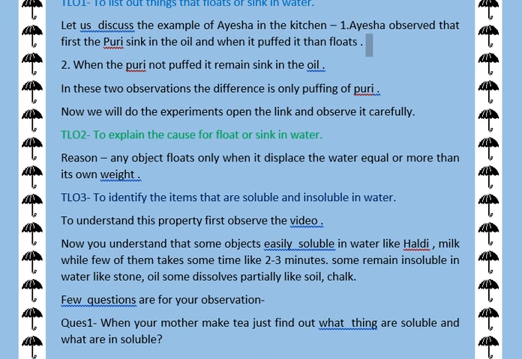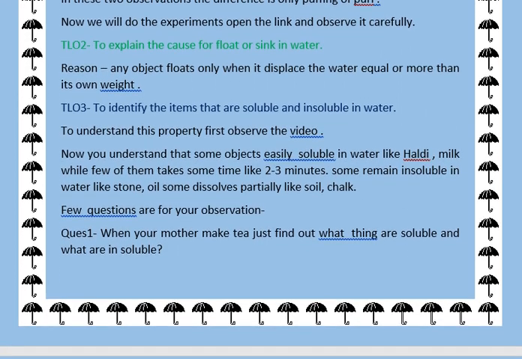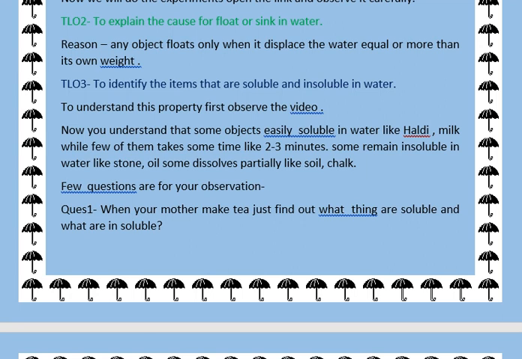In the second learning outcome, to explain the cause of float or sink in water, the reason is that any object floats only when it displaces water equal to or more than its own weight. It means if any object floats in water, it displaces water equal to or more than its weight.